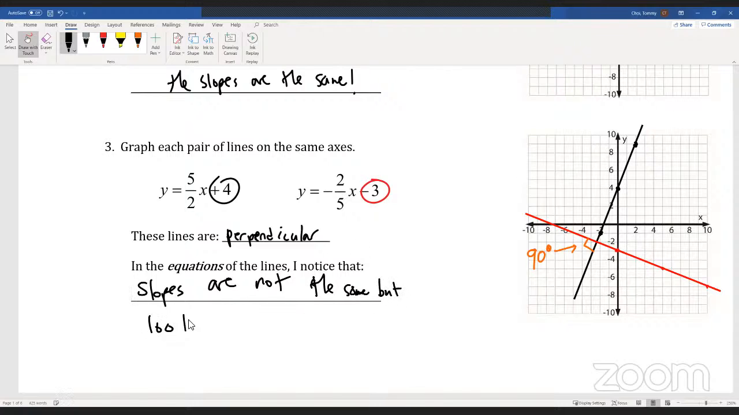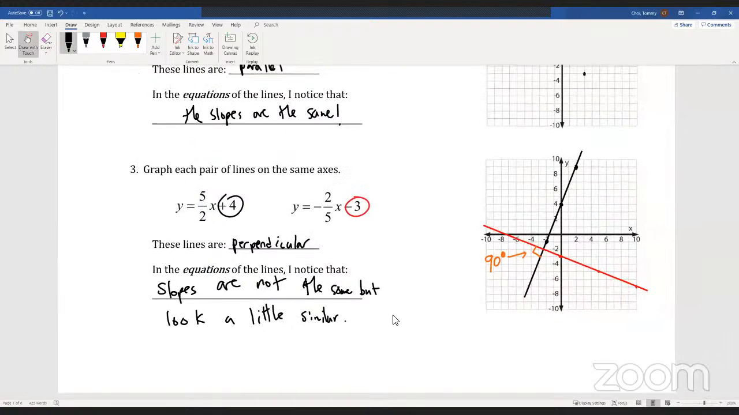Look a little similar, don't they? They use the same numbers, 5 and 2, and the signs are flipped. So let's take a look at that, okay? So we're going to dive into that today.